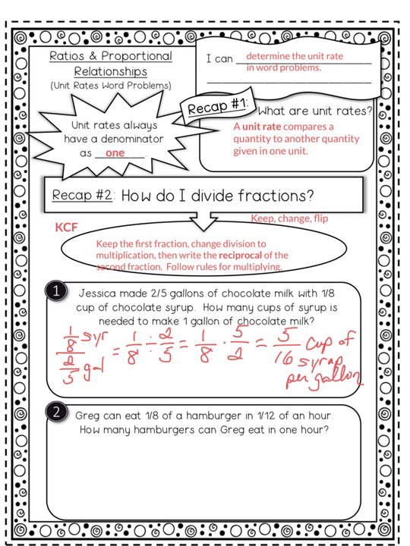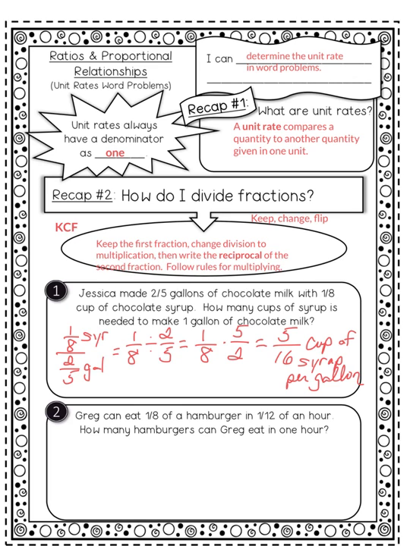1/8 divided by 2/5. This is equal to 1/8 times 5/2, because in order to divide fractions, we keep the first fraction, change the division to multiplication, and we flip the second fraction. Then I see, can I cross simplify? Since I cannot cross simplify, I multiply straight across and I get 5/16 of a cup of syrup per gallon. This will make 1 gallon of chocolate milk.